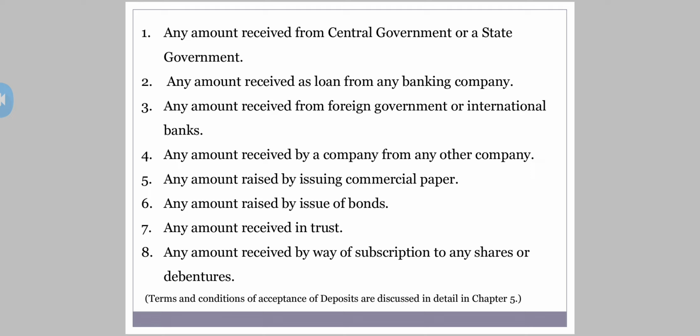Fifth, any amount raised by issuing commercial paper. Sixth one is any amount raised by issue of bonds. Seventh, any amount received in trust. Eighth one, any amount received by way of subscription to any shares or debentures. See, the terms and conditions of acceptance of deposits are discussed in detail in chapter number 5.